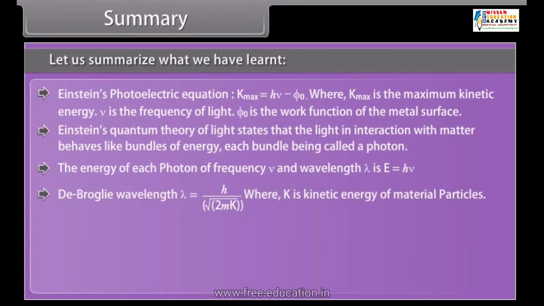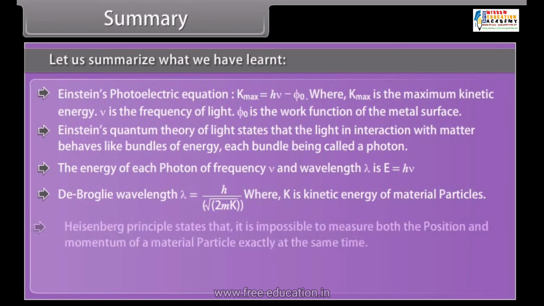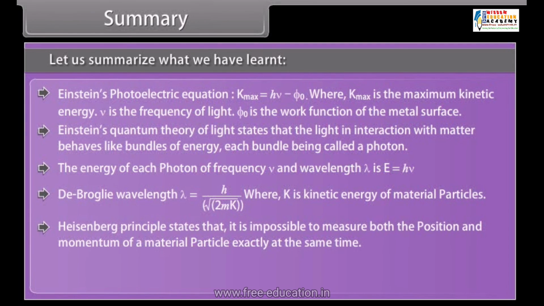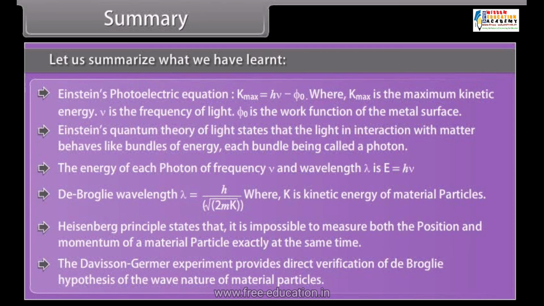The de Broglie wavelength lambda equals h by square root of 2mK, where K is the kinetic energy of material particles. The Heisenberg principle states that it is impossible to measure both the position and momentum of a material particle exactly at the same time. The Davisson Germer experiment provides direct verification of the de Broglie hypothesis of the wave nature of material particles.